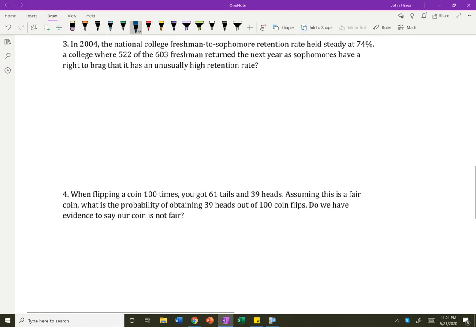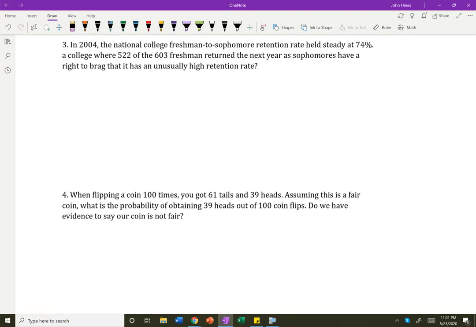So in 2004, the National College freshman to sophomore retention rate held steady at 74%.